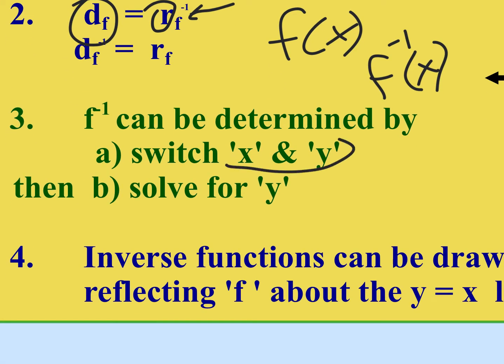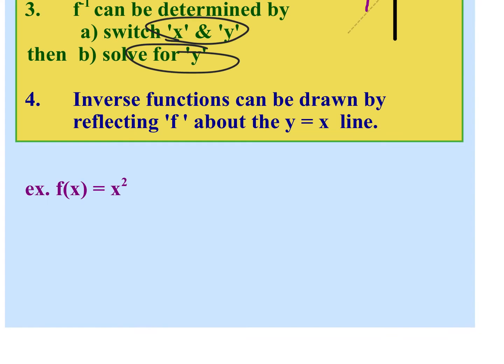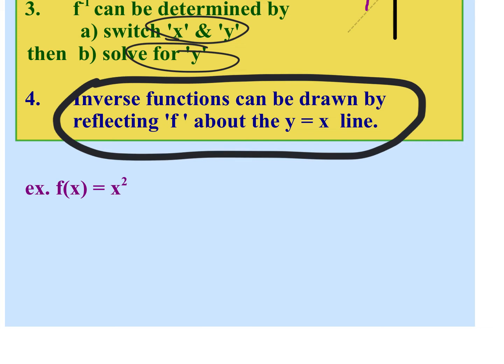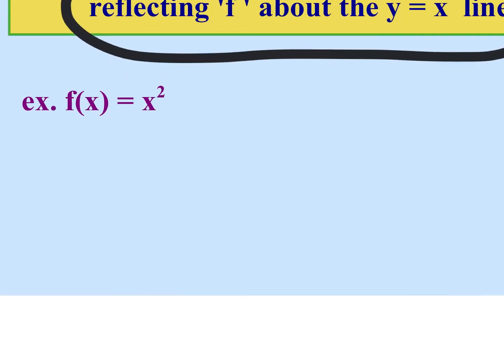If you switch x and y and you solve for y, you are finding the inverse. Showed you one of those. Inverse functions can be drawn by reflecting that about or across the line y equals x. So let's do it. Let's say you had this one.